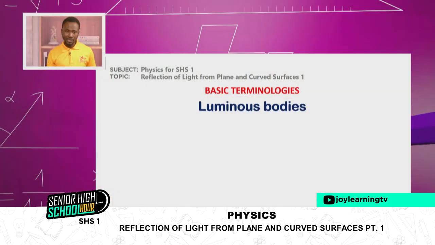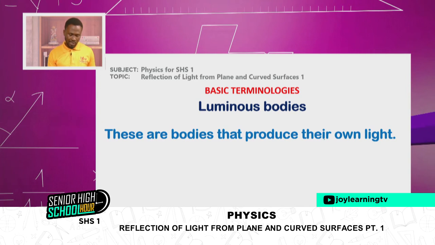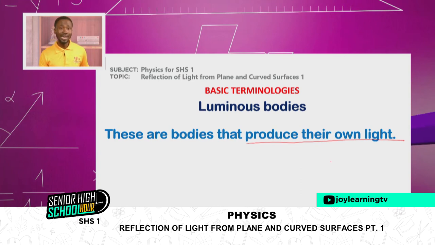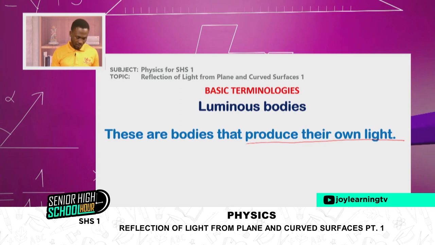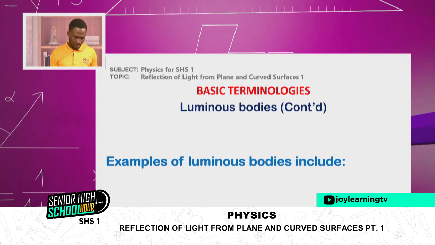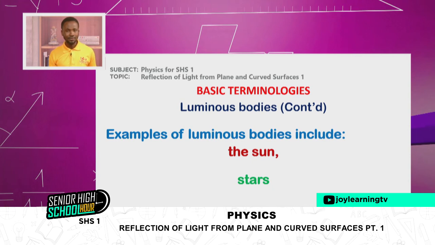So we look at the two in a jiffy. But the first one, luminous bodies. These ones, they produce their own light. So luminous bodies are bodies that produce their own light. They give off their own light. Good. Can we get an example? Yes, we can. So we can look at the sun and then the stars. The sun and the stars produce their own light. So we call them luminous bodies.